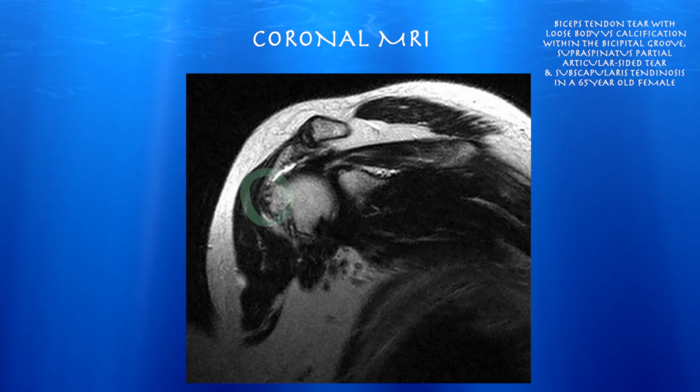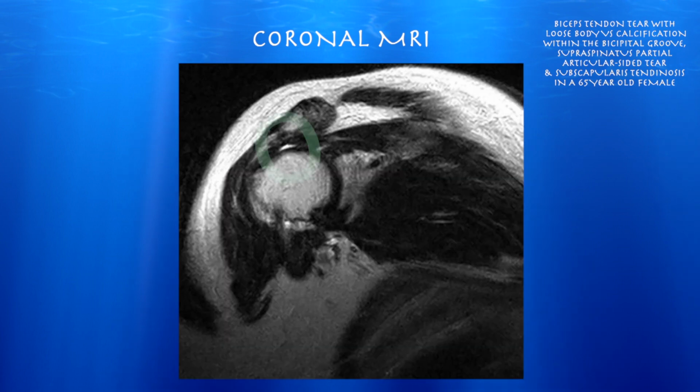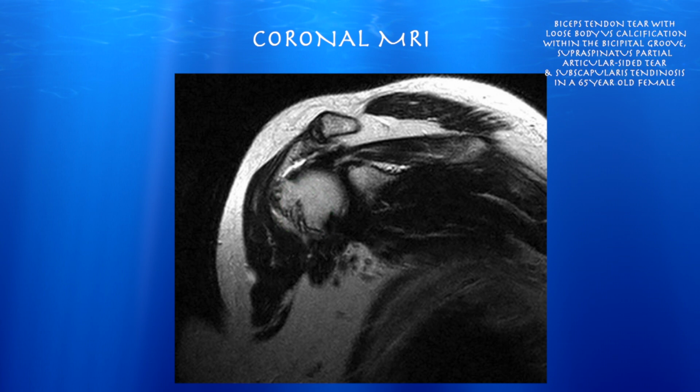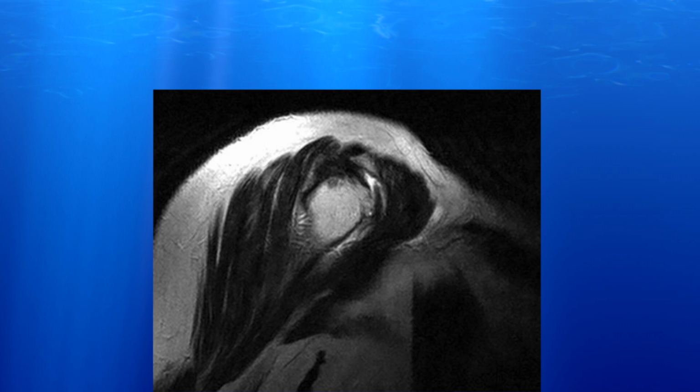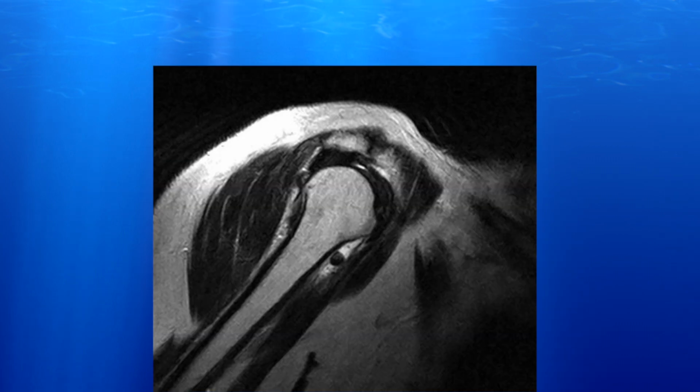Here's the irregular superior facet of the greater tuberosity. Here you can see some signal within the distal supraspinatus tendon. Here again is that torn, diminished biceps tendon, and here's that irregular superior facet of the greater tuberosity. Here's a sagittal view. It appears that she has a full thickness tear of that distal anterior supraspinatus tendon, but on ultrasound it appeared she had a high-grade partial tear of the distal anterior supraspinatus tendon. And here's that loose body again in the bicipital groove. You can get a nice view of it here.